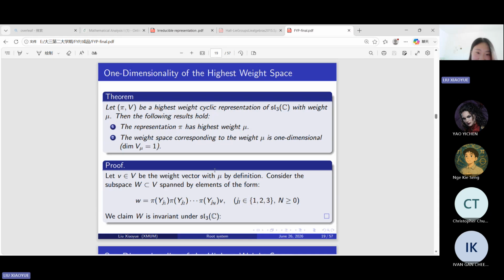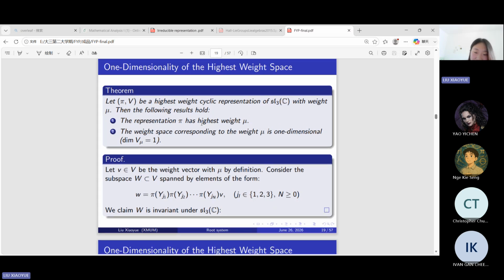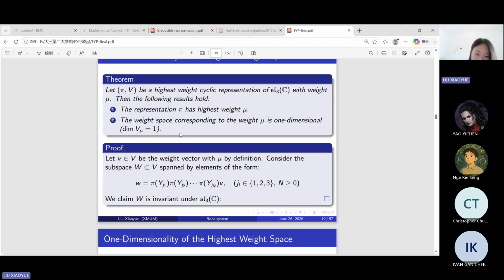The next theorem says if pi is a highest weight cyclic representation of SL3 with weight mu, then the representation pi has highest weight mu, and the weight space corresponding to mu is one-dimensional. We prove this theorem by the reordering lemma.